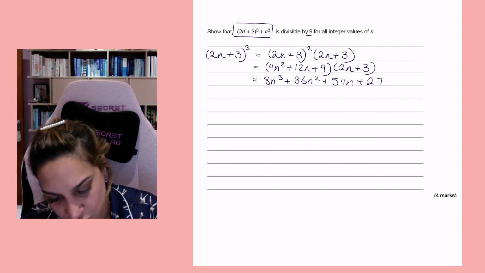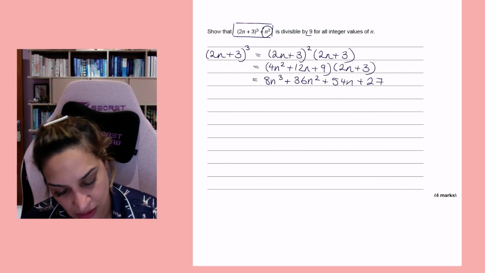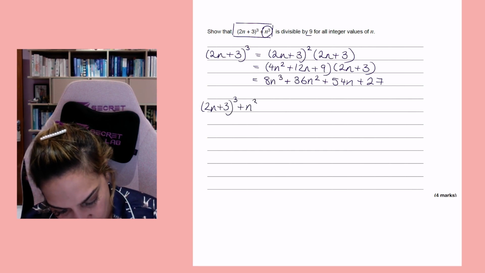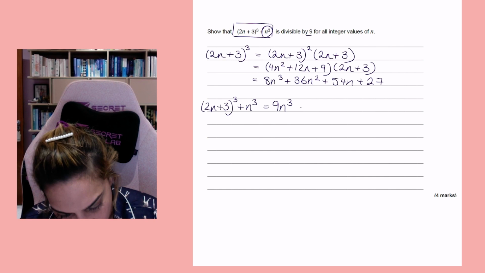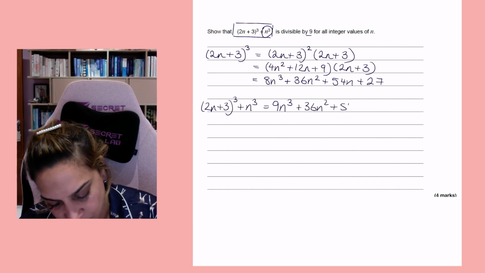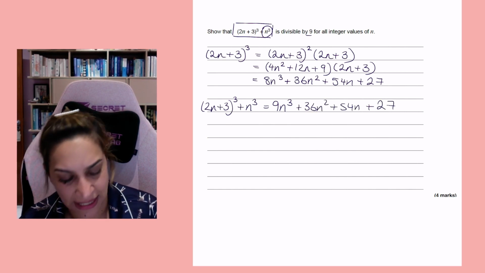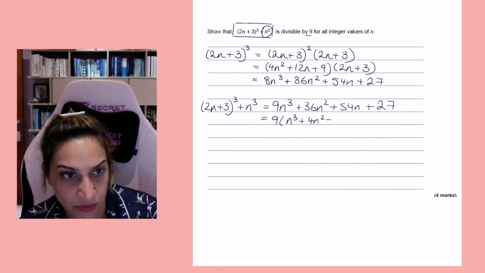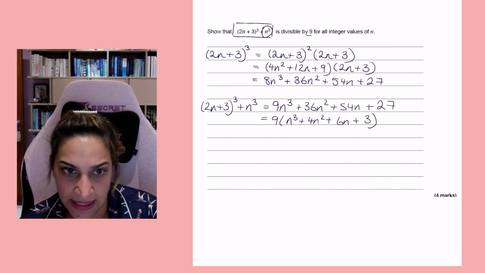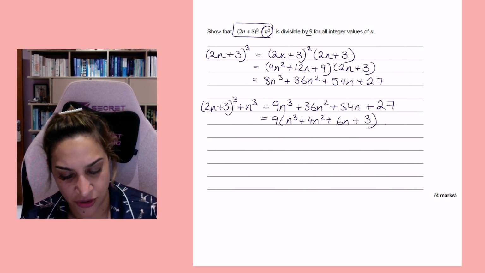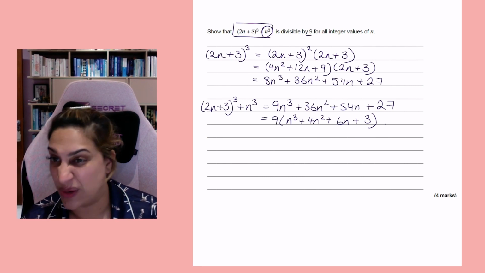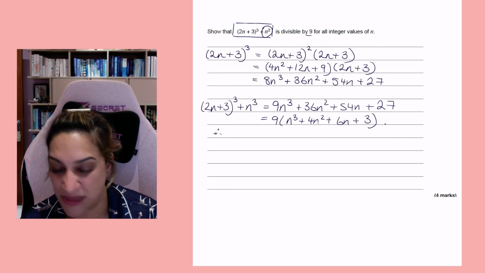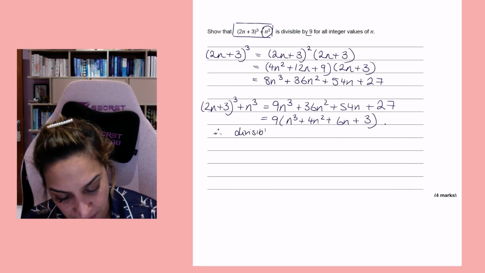Okay, then to that we're adding n cubed. So then we've got (2n plus 3) cubed plus n cubed. So you're going to get 9n cubed plus 36n squared plus 54n plus 27. And then you can take 9 outside the bracket: 9 times (n cubed plus 4n squared plus 6n plus 3). And you could write a concluding statement, or this would show it anyway. Therefore, that's what those 3 dots mean, divisible by 9.